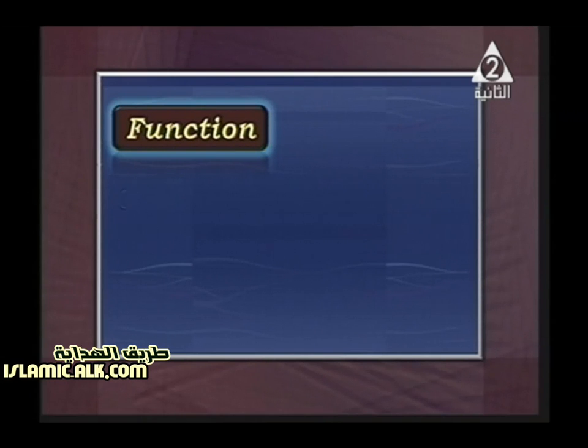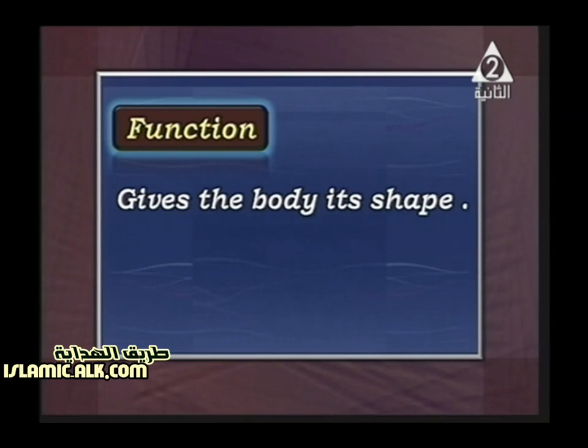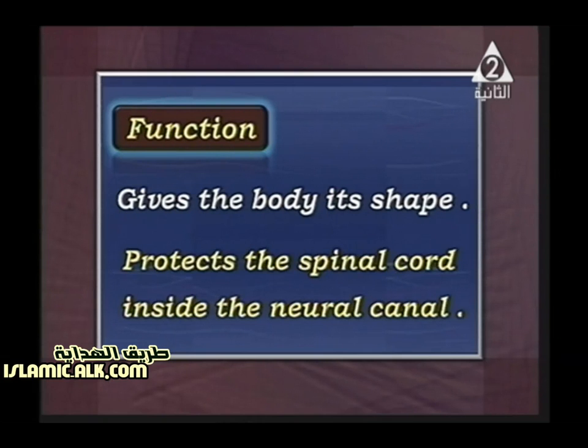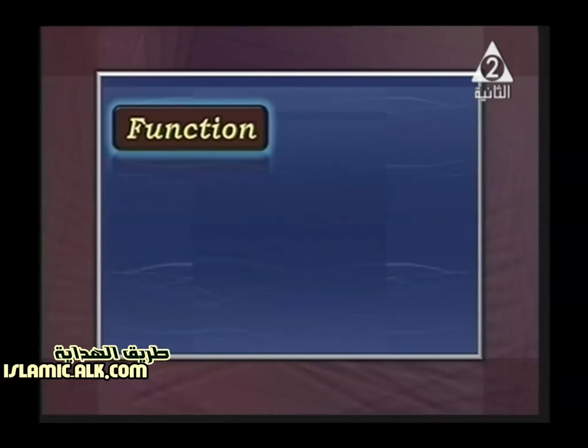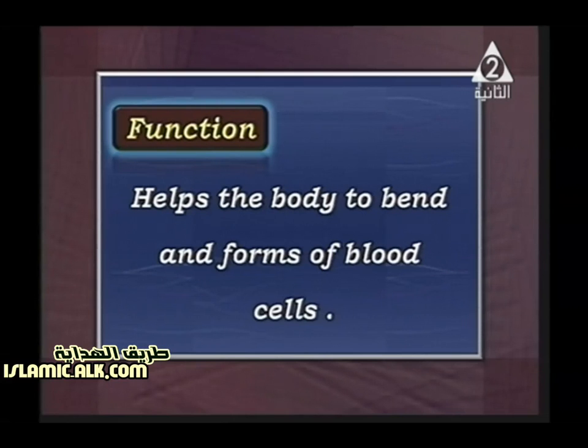The function of the vertebral column is that it gives the body its shape. As we said, in general, most of our skeleton gives our body its shape, and also protects some important organs, like what? The spinal cord, which is found inside the neural canal. It's a canal or passage inside the vertebral column, formed by the vertebrae, and it also helps the body to bend and to move in different directions. Not only that, it helps the body to bend and to form blood cells.